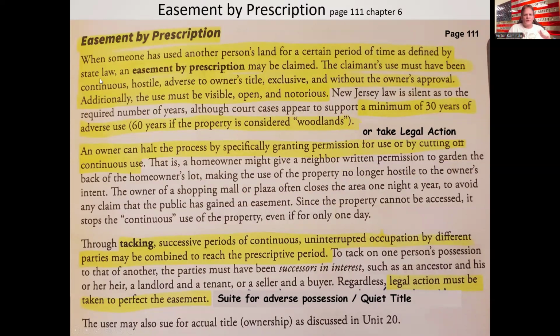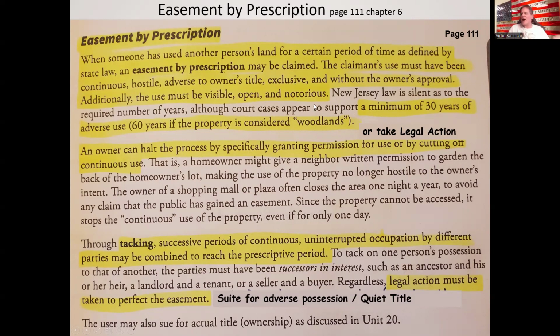So the easement by prescription, once again, is when someone's used another person's property for a period of time as defined by state law. An easement by prescription may be claimed. The claimant's use had to meet these requirements, even though these requirements aren't written into the statutes themselves. It had to have been continuous, hostile, adverse to the owner's title, exclusive, and without the owner's approval. That's basically what hostile means. Additionally, the use must be visible, open, and notorious.